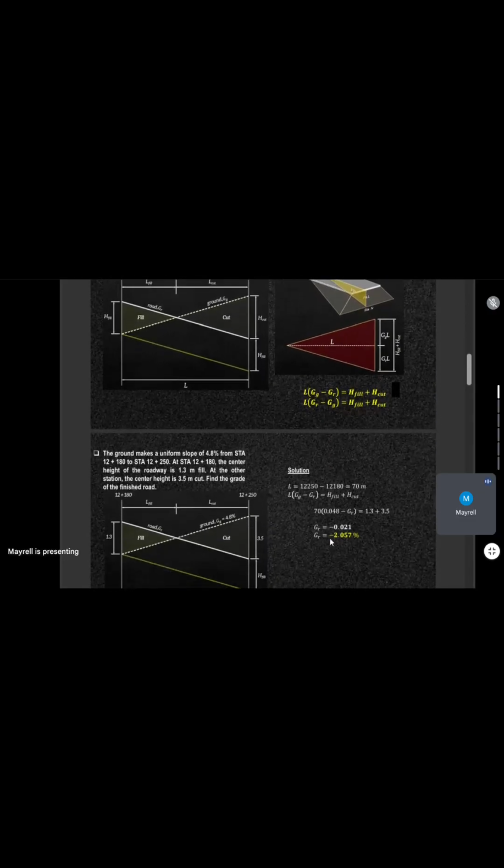Okay. So let's have an example. The ground makes a uniform slope of 4.8% from station 12,000 plus 180 to station 12,000 plus 250. So let's draw the station 12,180 and here is 12,000 plus 250. So from this station to this station, you have the ground with a grade of 4.8%. So positive, that means the ground goes upward here.